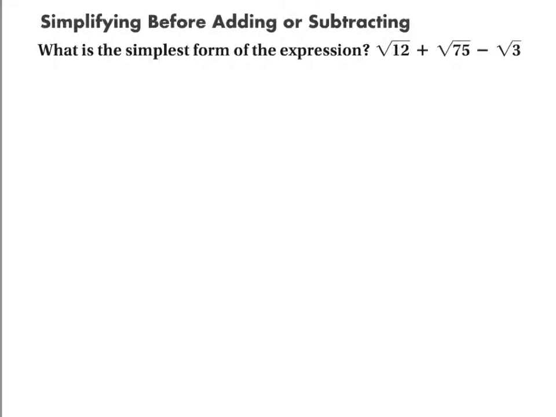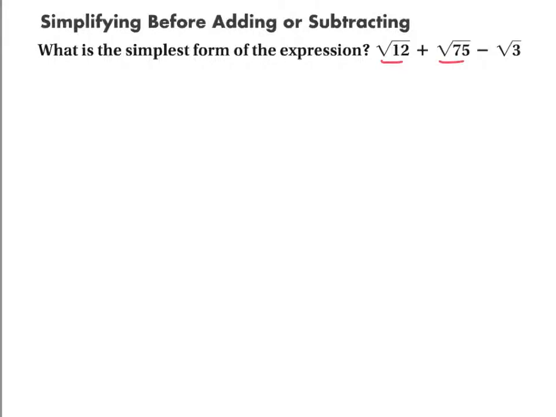Well, with addition and subtraction, you have to do it the other way around. With addition and subtraction, you have to simplify first before you can add or subtract. And the reason for that is because we can't combine unlike radicals. Okay? There is no way for me to take square root of 12 plus the square root of 75.